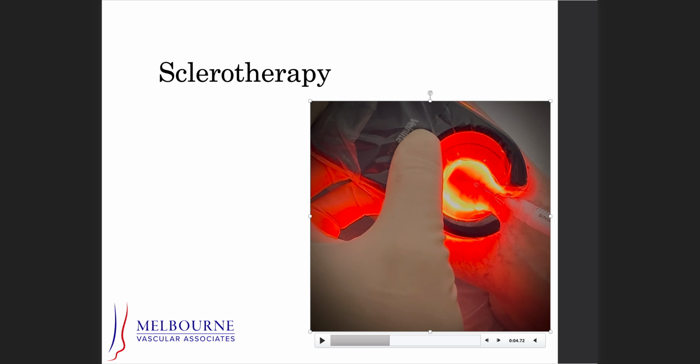Now, after most procedures, we get you to wear a compression garment for about a week, and then if we're going to treat any larger veins, we may get you to wear it for another week again.